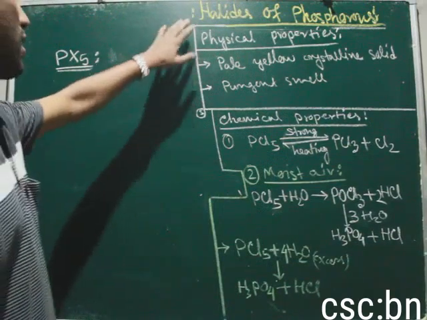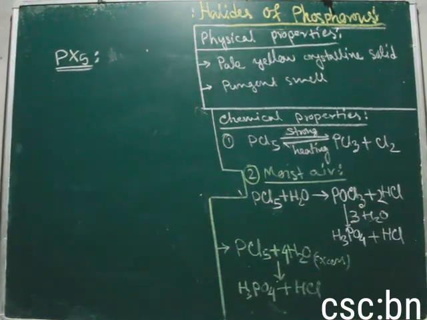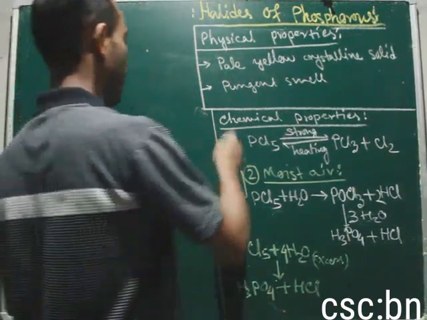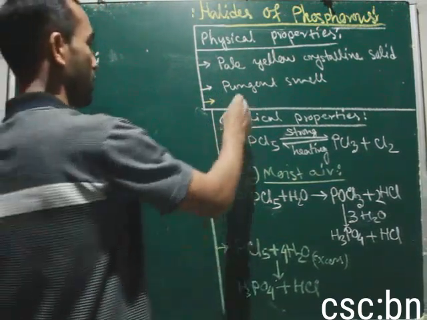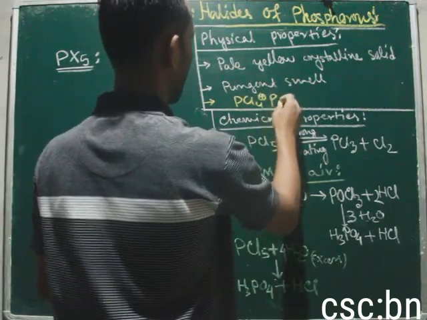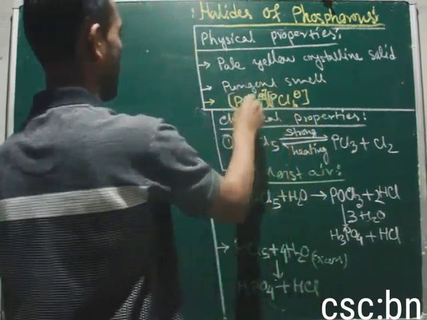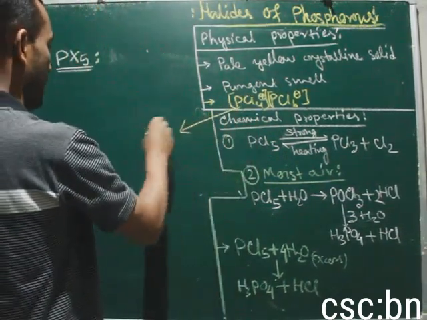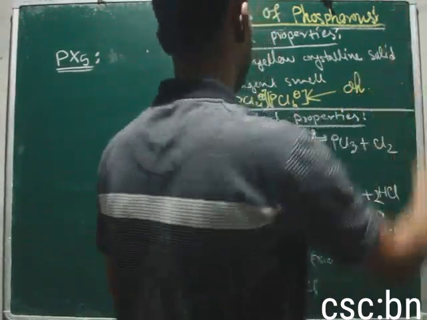Next is the smell. PCl5 has a pungent smell. Then properties in solid state: in solid state it forms 2 ions. One is PCl4 plus, and the other is PCl6 minus, the cation and anion in its solid state. PCl4 plus has a tetrahedral structure, and PCl6 minus has an octahedral structure.